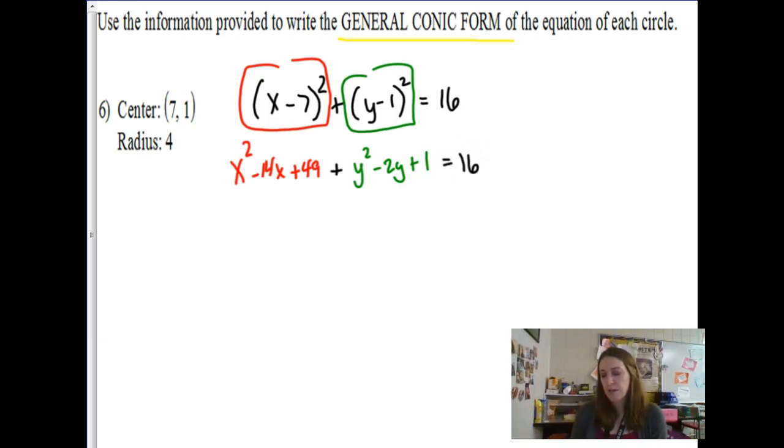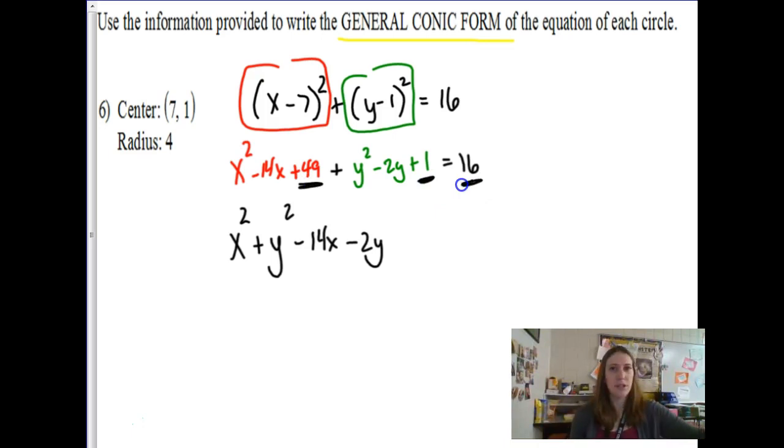And then depending on what textbook or what test you're looking at, general conic form can look a little different. Sometimes they write these basically in standard form, so x squared plus y squared, meaning the highest exponents first, and alphabetically after that. It's kind of weird, right? Minus 2y, and then they would collect all your constants together.